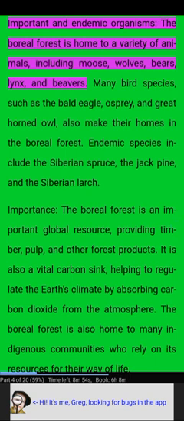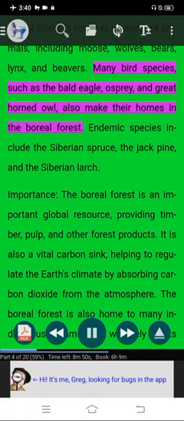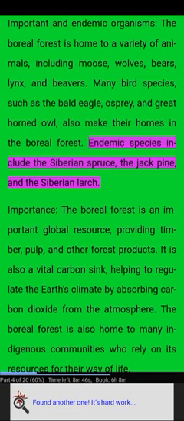The boreal forest is home to a variety of animals, including moose, wolves, bears, lynx, and beavers. Many bird species, such as the bald eagle, osprey, and great horned owl, also make their homes in the boreal forest. Endemic species include the Siberian spruce, the jack pine, and the Siberian larch.